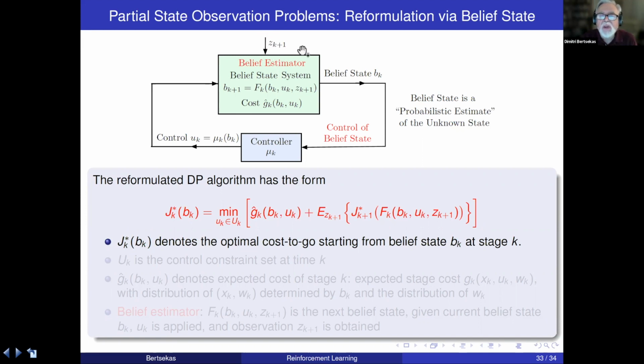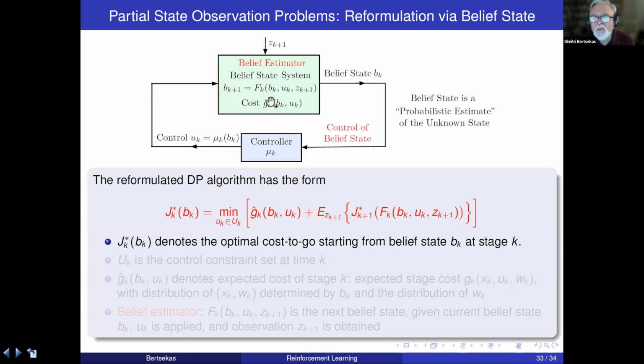The observations are this z_{k+1}. And the new belief state at time k+1 is obtained as a function of the current belief state, the control, and the observation that you have obtained at time k+1. This is a legitimate system of the type that we have been discussing, involving state, control, and disturbance.